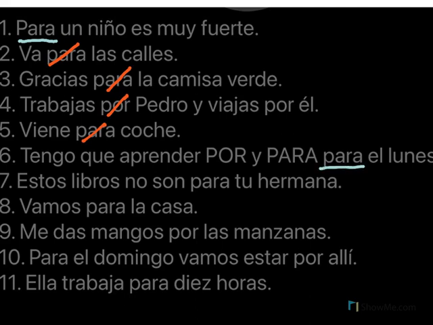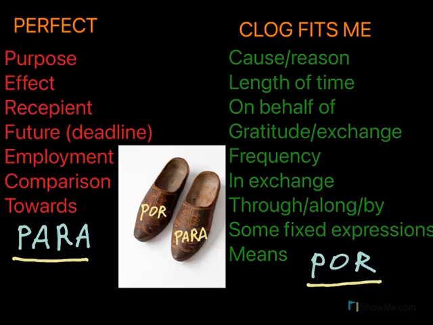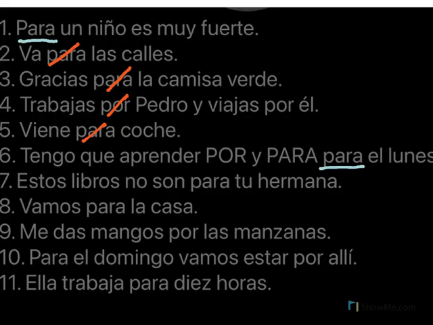The next one, number 7, estos libros no son para tu hermana. Estos libros no son para tu hermana. Para tu hermana. You go back. You see here the recipient right here, and it is correct. These books, they're not for your sister. Is she the recipient? Yes. So para here is correct again.